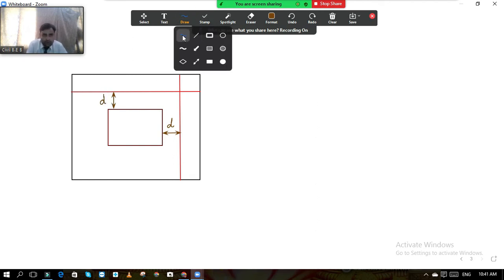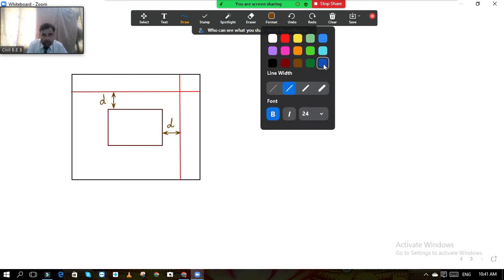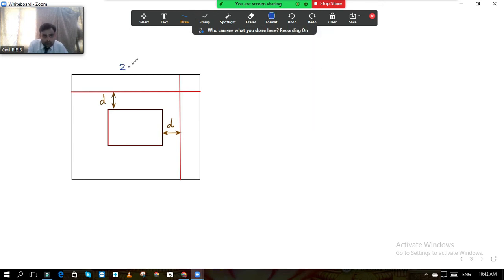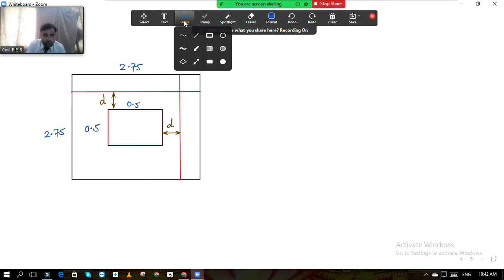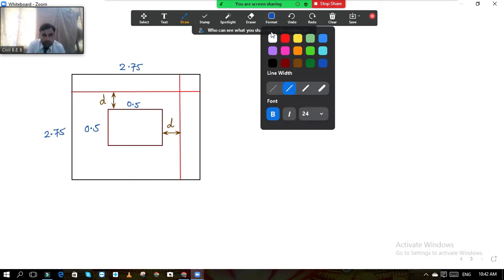So if you see the dimensions of the column, I will write it once again. It is 2.75 meters. This is a 0.5 meter column. This side of the column is also 0.5 as it is a square column. This is 2.75 meter. Okay, 2.75 meter. Now what will be this distance if I want to calculate?